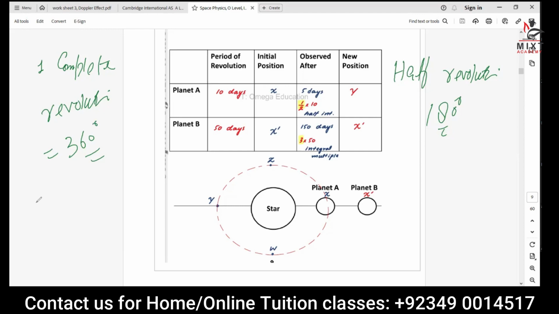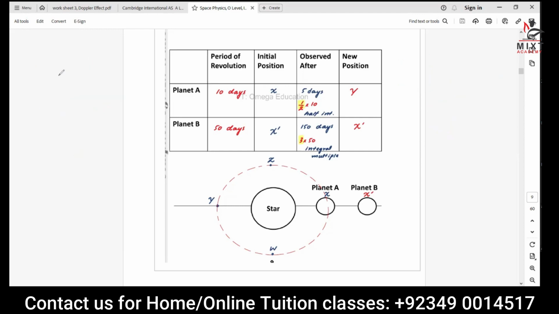Let me give you an important information. For example, this is our starting point for planet A. When it reaches Z, it covers an angle of 90 degrees, 1/4. At Y, it covers an angle of 180 degrees. At W, it covers an angle of 270 degrees. And again, when it reaches its starting point, it covers the angle of 360 degrees. So, sir, we're gonna use angles too? You must have an idea that one revolution consists of 360 degrees. One complete round trip consists of 360 degrees.